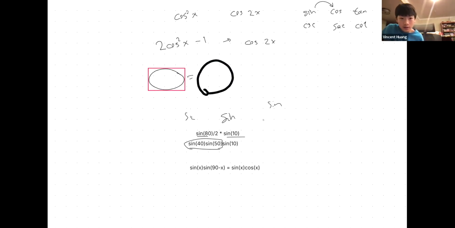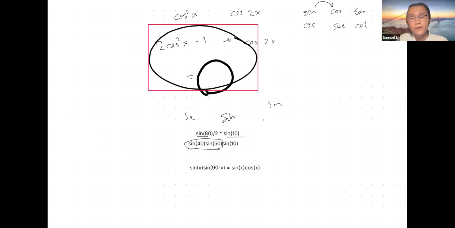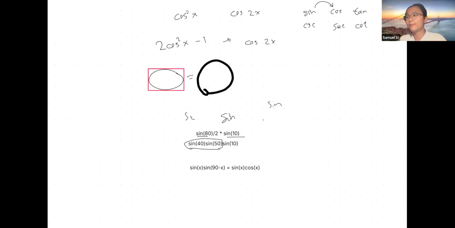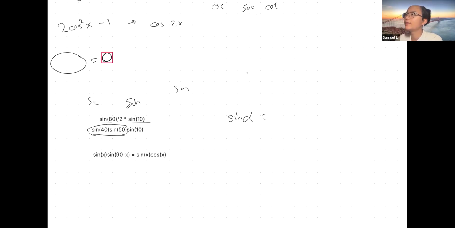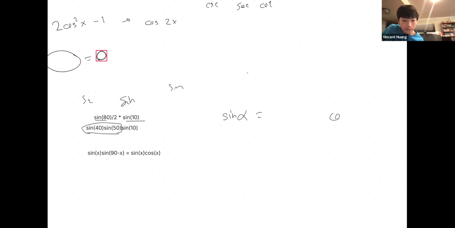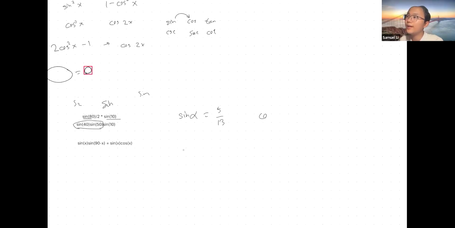Anything else? I feel like pre-calc is more of finding values. If there's a type of question where you have sine alpha equals something, and cosine of beta equals something, I'll just stick with cosine equals something like 4/5.